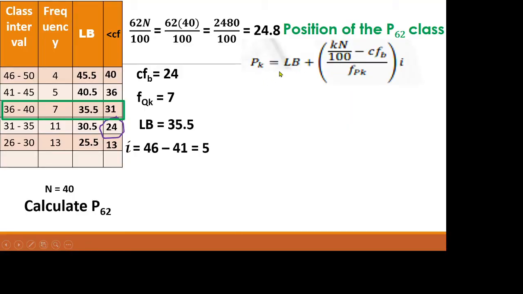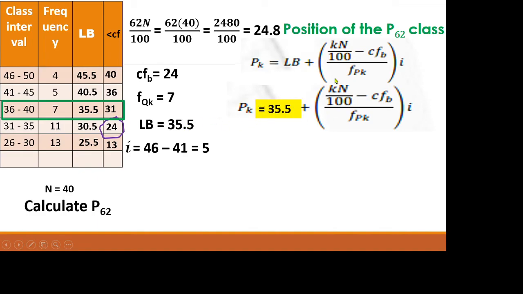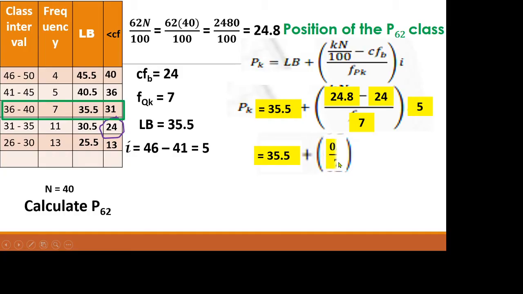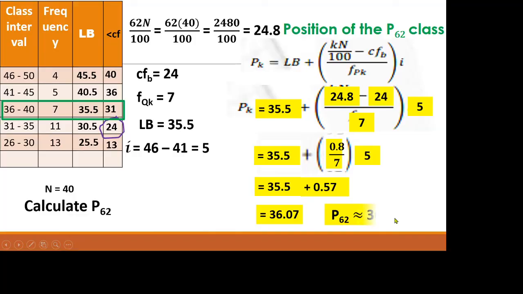Okay, so ito yung formulang gagamitin natin para sa percentile. So, substitute natin, 35.5 plus Kn. Okay, so ginamit ko na po itong 24.8 minus 24 over 7 times interval of 5. Okay, so simplifying, 24.8 minus 24 is 0.8 over 7 times 5. So, is equal to 35.5 plus 0.8 times 5 is 4 divided by 7 is equal to 0.57. And add, we got 36.07. So, that is P sub 62.